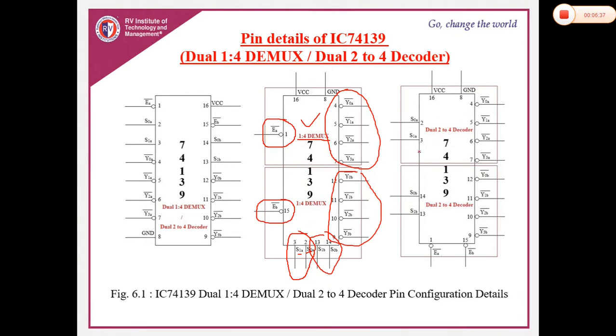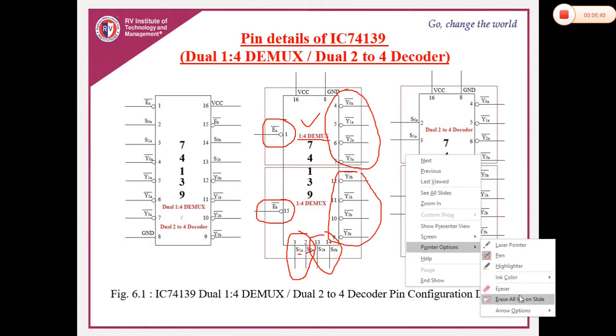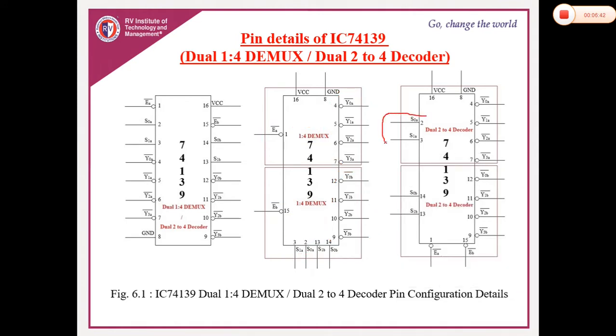Similarly, you can see the same IC can be used as a 2 to 4 decoder. So 2 to 4 means we have two inputs. Here S0A and S1A act not as select inputs but as data inputs, and we have four outputs. This is the first one, and in order to enable that, we have one enable pin, EA bar, dedicated for this first 2 to 4 decoder. If you turn this on, then only the first 2 to 4 decoder will work.